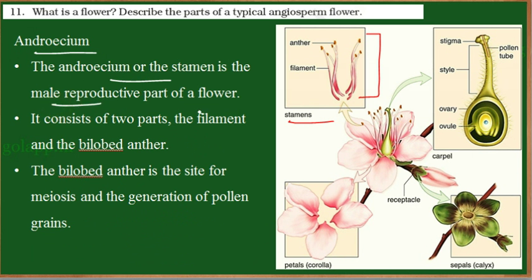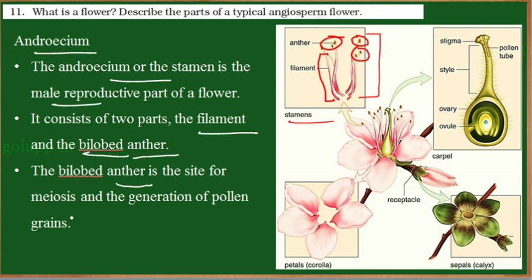Till now we learnt about petals and sepals. They are the accessory structures. They do not directly take part in reproduction. But androecium, the male reproductive part of a flower, consists of two parts, filament and anther. The stalk-like structure is filament, and upon that the tip is the anther. Anther has got two lobes, so they are called bilobed anther.